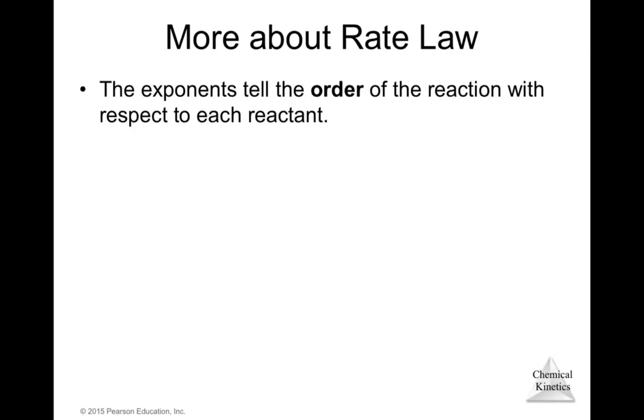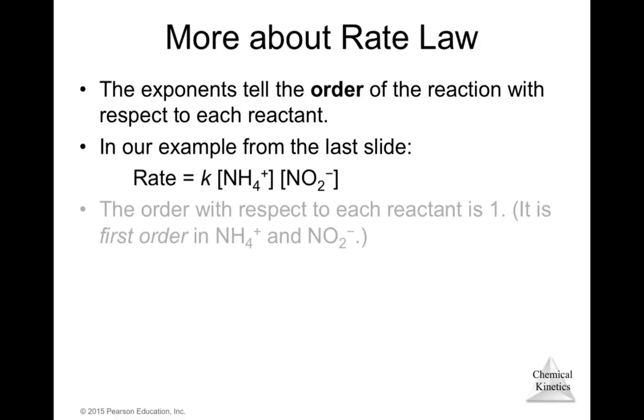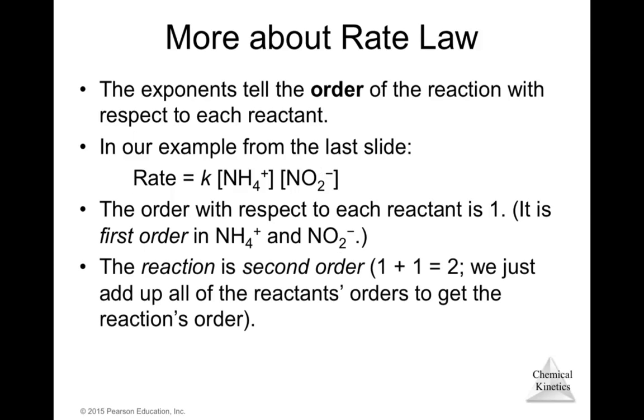So the exponents tell the order of the reaction with respect to each reactant. In this example, as I mentioned before, the order with respect to each reactant is 1. It's first order with respect to NH4, and it's first order also with respect to NO2. And the order of the reaction is second order, because we just add up all the orders of the reactants. So with respect to each reactant, this one is first order, this one is first order, but with respect to the whole reaction, it is going to be second order because 1 plus 1 gives us a 2, that is a second order.